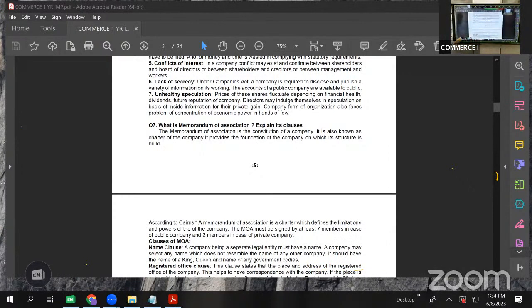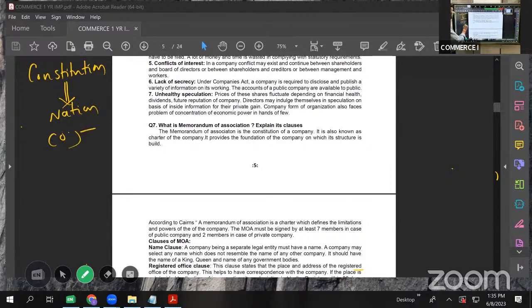So the next important LAQ: What is Memorandum of Association? Explain its clauses. See, every country is governed by the provisions of its constitution, right? We have rights and duties. In India, all citizens have rights and duties, and they are mentioned in the Constitution of India. So for every nation, we have a constitution. In the same manner, for every joint stock company, we have a constitution.